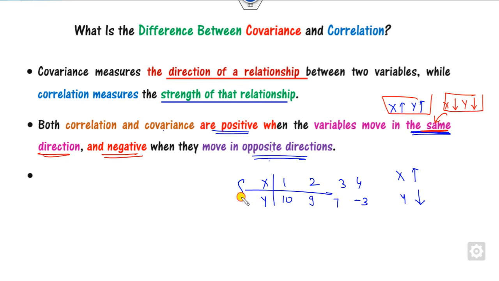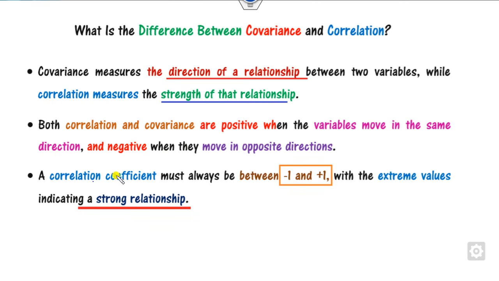So when you find the covariance between x and y by using this formula, E[xy] minus E[x]E[y], you will get a negative answer. That means they are negatively correlated.